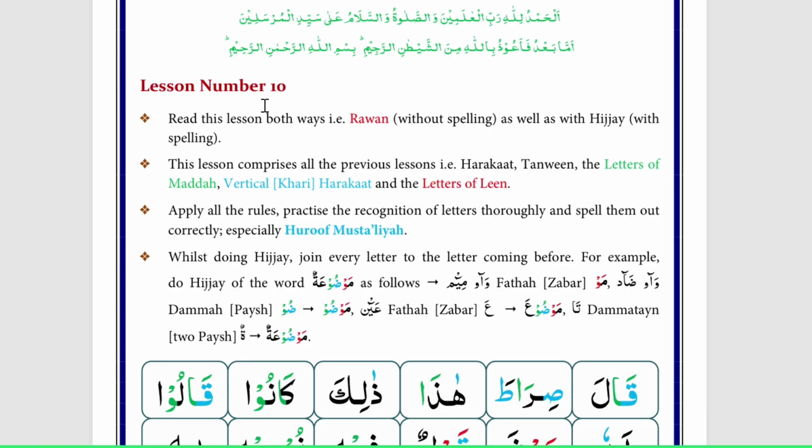Today we are going to discuss lesson number 10. Let's start our lesson. The first point is to read this lesson both ways, Rawa as well as with Hijje. Rawa means without spelling and Hijje means with spelling.